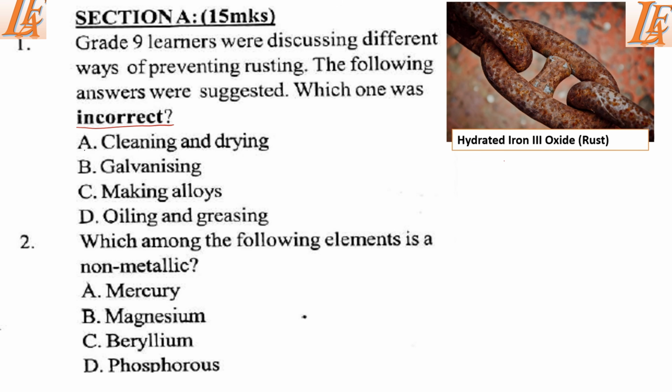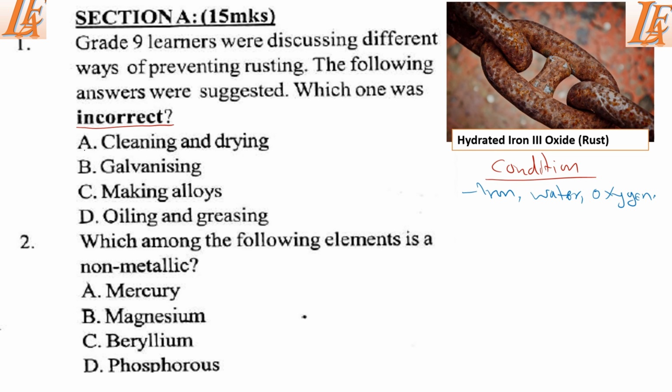Now, for this process to take place, there are conditions which must be met. The first condition is that there must be iron metal. The second, there must be water, and finally there must be oxygen gas. However, this process can take place faster if we have conditions like acidic conditions, salty conditions, and high temperature. Now let's look at the options given and identify the one which cannot be used to prevent rusting.